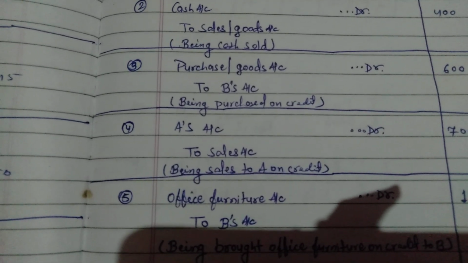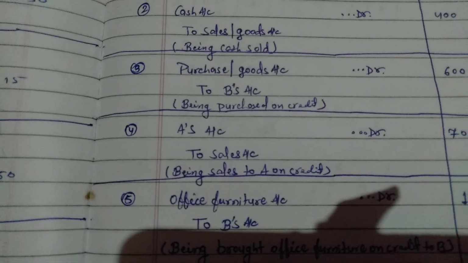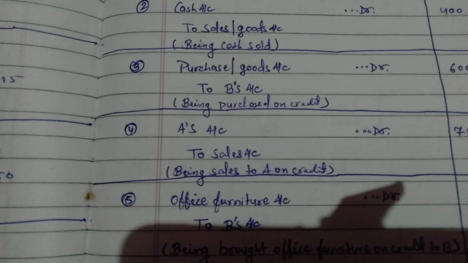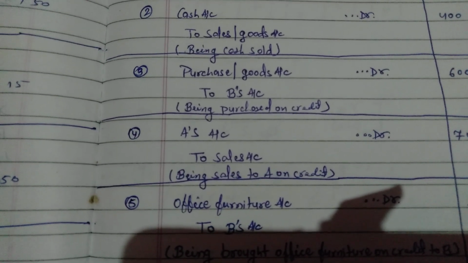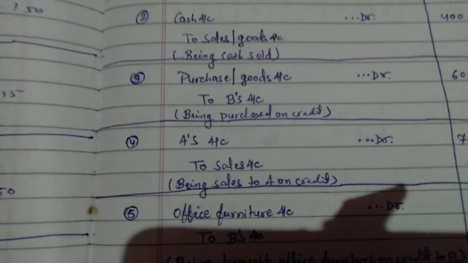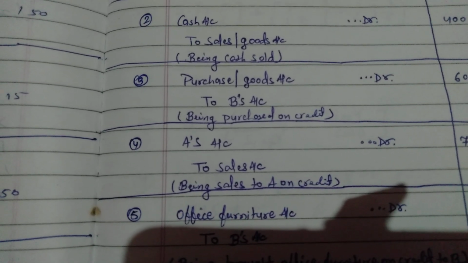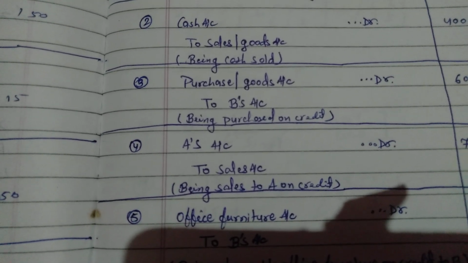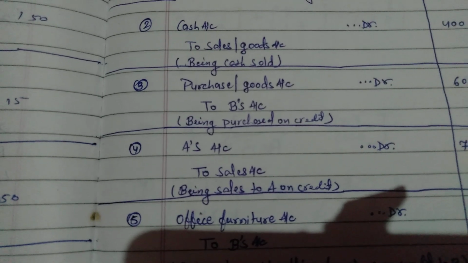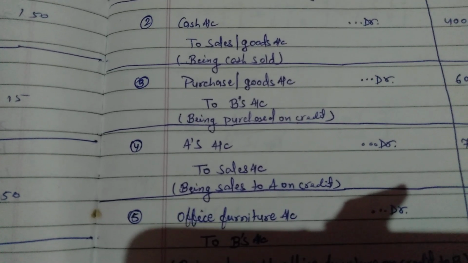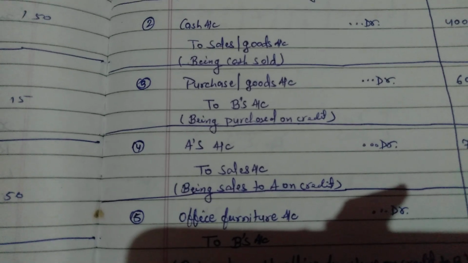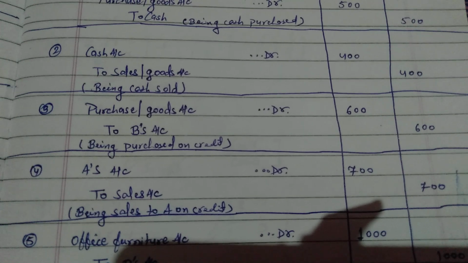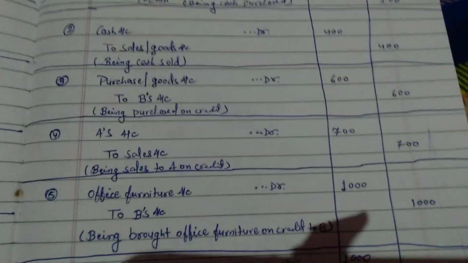Now the fourth problem is being sales to A on credit. So it is a credit transaction. The receiver will be debited, and A is the receiver. So A's account is debit, and sales is from my business, and sales is always credit. So it is to sales account, 700 rupees. Both the debit side and credit side are 700 rupees.